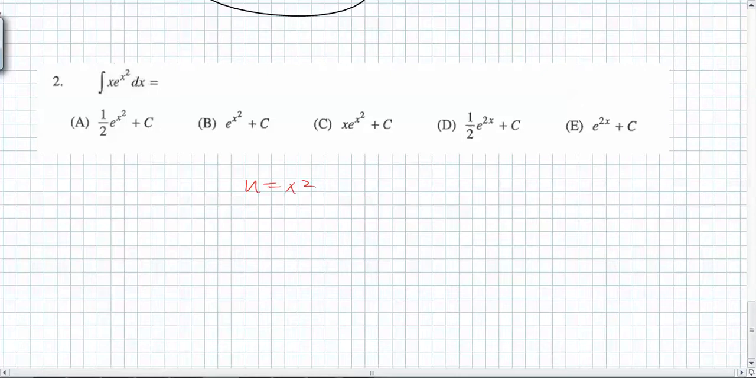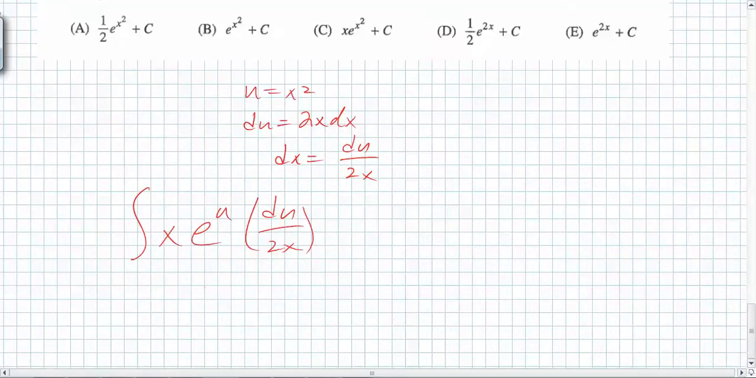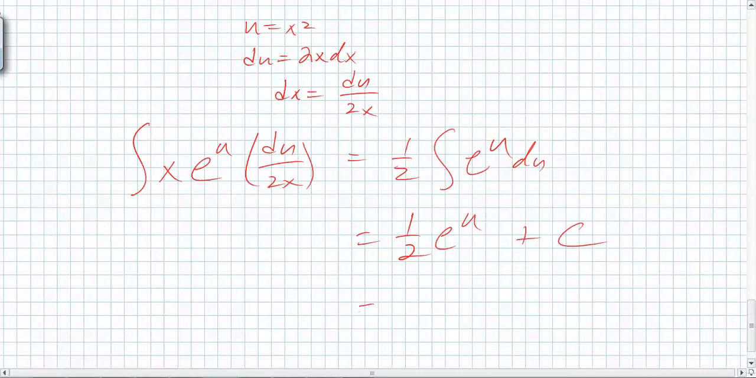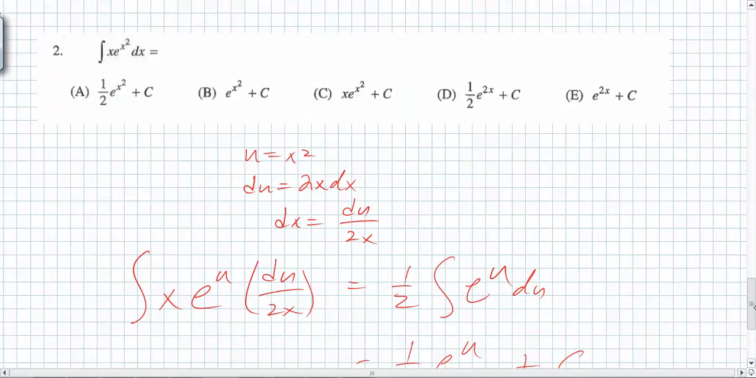u is equal to x squared, so du is equal to 2x dx, so dx is equal to du over 2x. So it's the integral of x e to the u times du over 2x, and you're left with 1/2 the integral of e to the u du, which is 1/2 e to the u plus c, but what does u equal? 1/2 e to the x squared plus c. Where is it? First one, 1/2 e to the x squared, there it is.